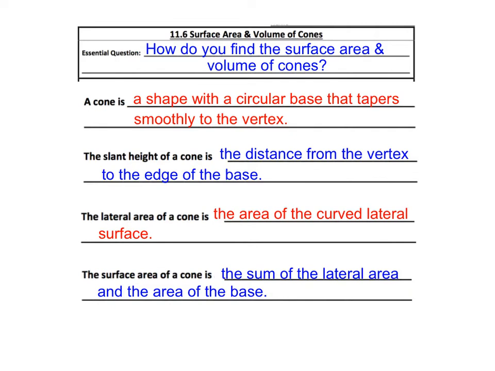So today our essential question is, how do you find the surface area and volume of cones? We know that a cone is a shape with a circular base that tapers smoothly to the vertex. We're going to label a picture of that in a moment. The slant height of a cone is the distance from the vertex to the edge of the base. The lateral area of the cone is the area of the curved lateral surface, and the surface area of a cone is the sum of the lateral area and the area of the base. Again, go ahead and pause your video, make sure you have your definitions written down, and then move on to the next slide.